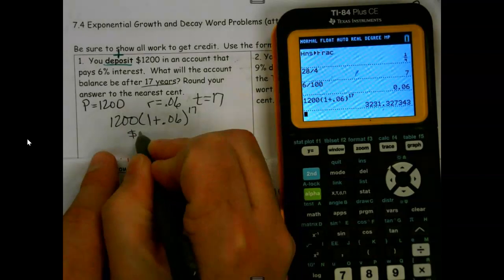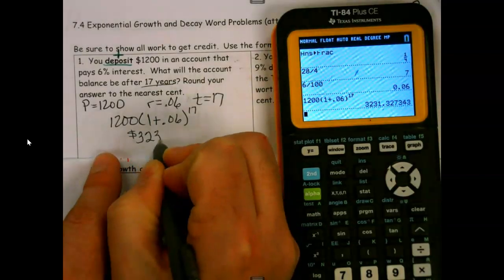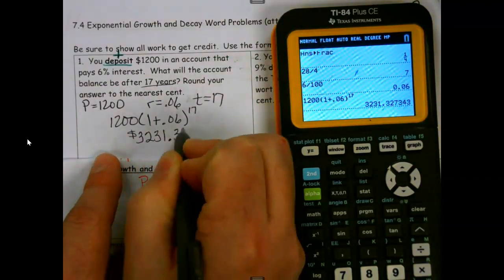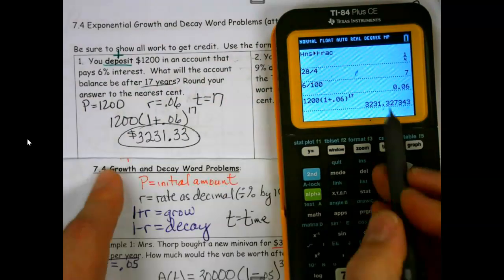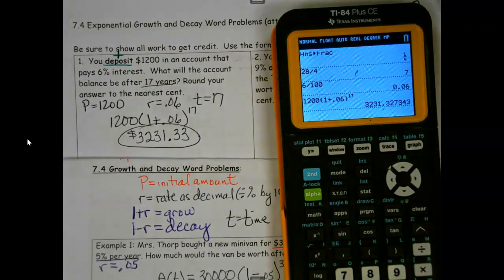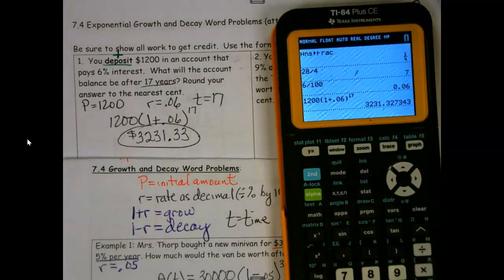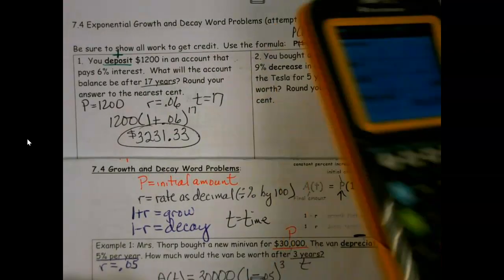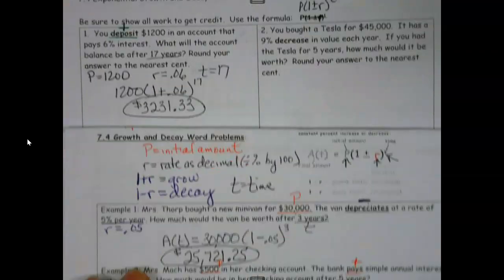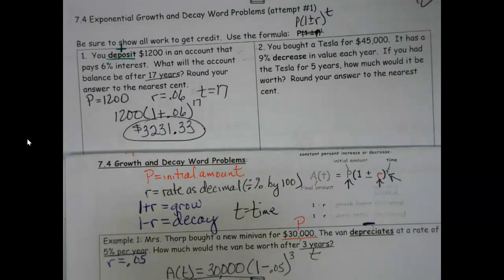And since we're talking about money, we're going to go to the nearest cent. I don't want to go to all those decimal places because nobody goes up and says, yes, your bill today will be $3,231 and 327 and 343 hundred-thousand cents. Nobody does that. That was even ridiculous that I tried. And you've got a couple of examples down here as well to help.